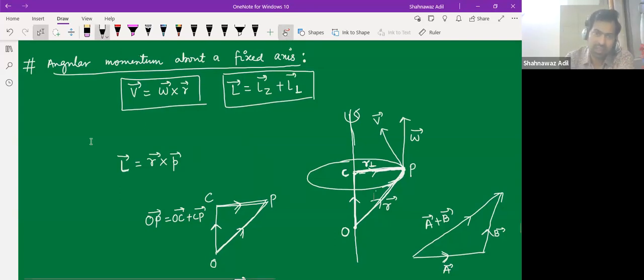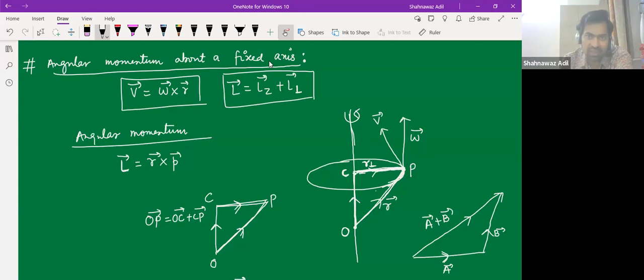This is the angular momentum. The idea of angular momentum about a fixed axis is that we can write the angular momentum in two parts. So that is the whole idea of this fixed axis dynamics, right?